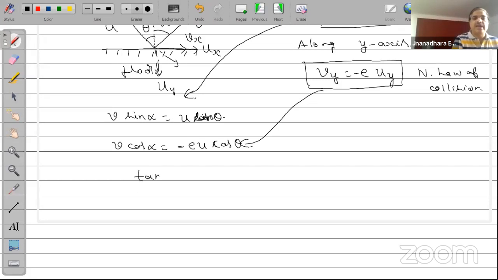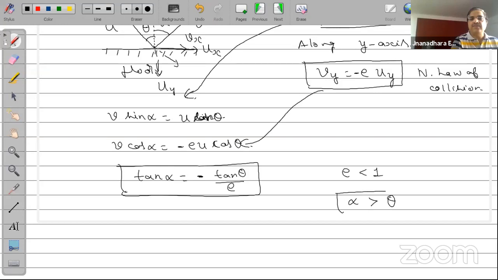you get tan alpha equal to minus tan theta divided by E. Important result. So tan alpha can be written as minus tan theta by E. Since E will be lesser than 1, you'll find that alpha will be greater than theta. Magnitude wise, I'm talking about: the magnitude of alpha will be greater than that of theta.